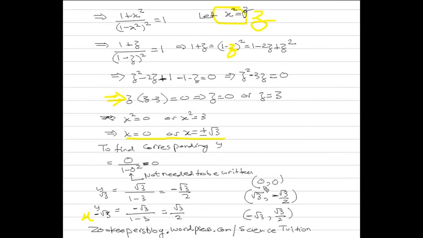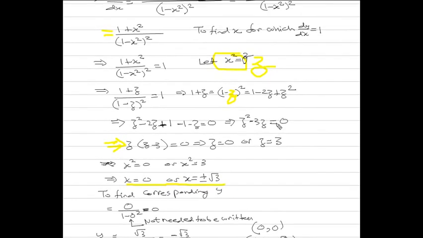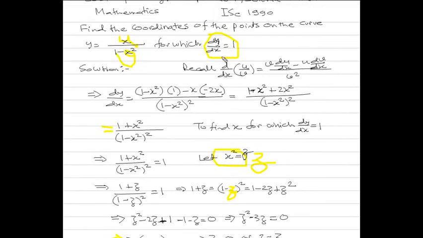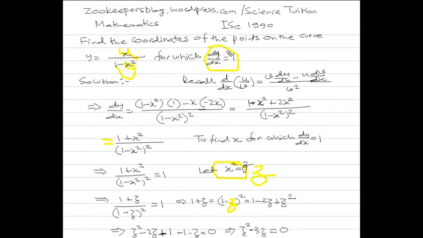So the corresponding points are (0, 0), then (root 3, minus root 3 by 2) and (minus root 3, root 3 by 2). These are the points which satisfy the function, and these pairs (0, 0), (root 3, minus root 3 by 2) and (minus root 3, root 3 by 2) are the points which we are searching. And here the slope in all cases is 1, right? So that was what was asked in the ISC 90.